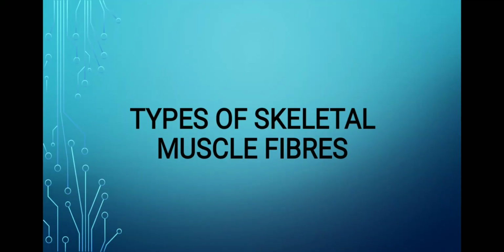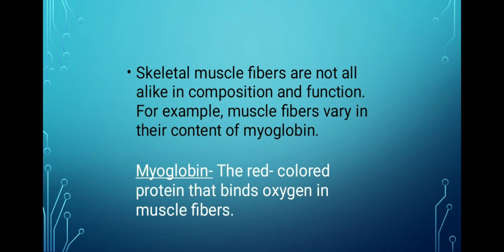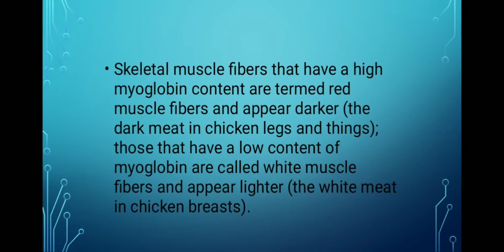Types of skeletal muscle fibers. Skeletal muscle fibers are not all alike in composition and function. For example, muscle fibers vary in their content of myoglobin. Myoglobin is the red color protein that binds oxygen in muscle fibers. Skeletal muscle fibers that have a high myoglobin content are termed red muscle fibers and appear darker.